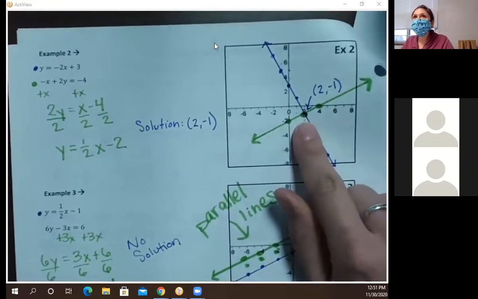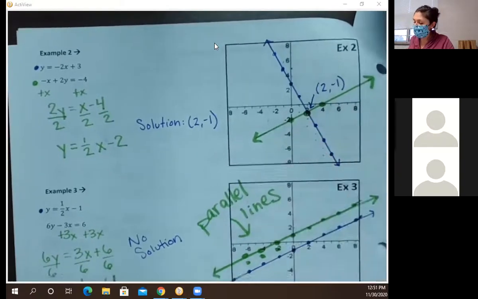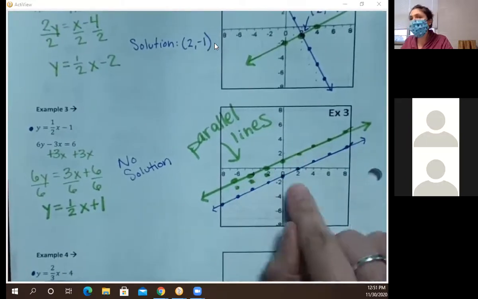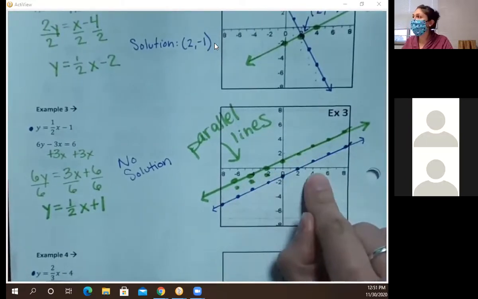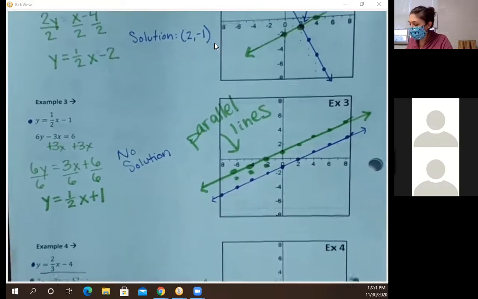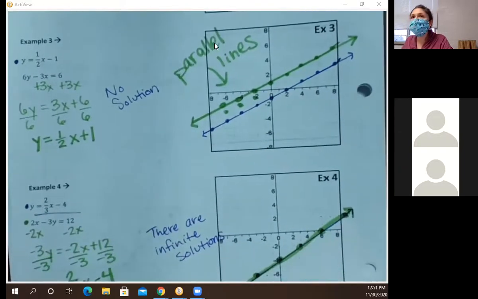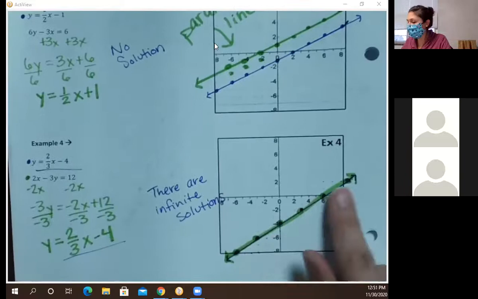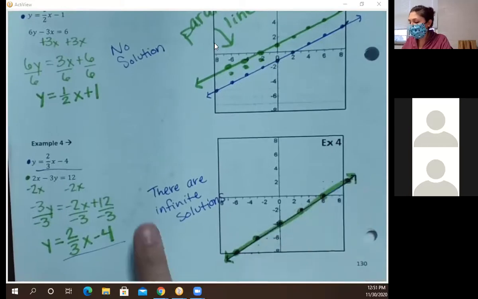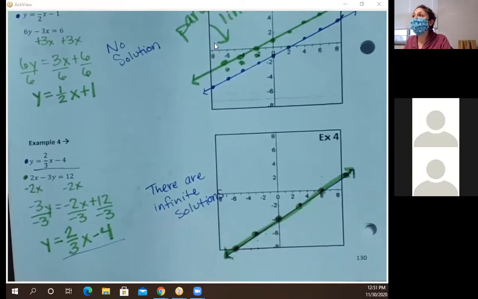So we looked at a lot of problems where we had a place of intersection. We also saw that we could have lines that never intersect. We have parallel lines, we would have no solution. And then we also looked at if we have lines that are actually the same line, one line graphed right over the top of the other one, we knew that that meant there were infinite solutions, right? Every point on that line would be a solution since it's the same line right on top of itself.